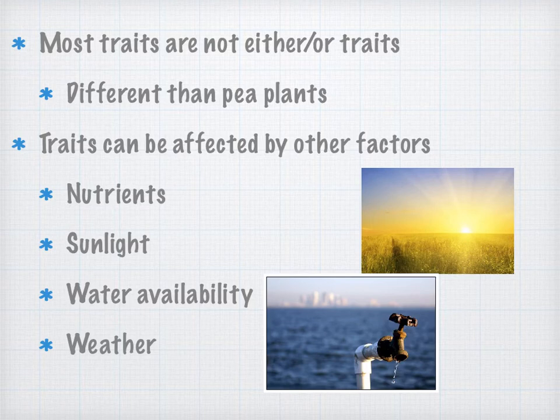Okay, most traits are not either-or traits. Mendel used traits in his studies that were either tall or short, purple or white, constricted or inflated. So his were either-or traits. Most are different. Remember, Mendel used these pea plants. Traits can be affected by other factors as well: nutrients, sunlight, water availability, or weather. All these things can contribute to how certain traits get expressed.